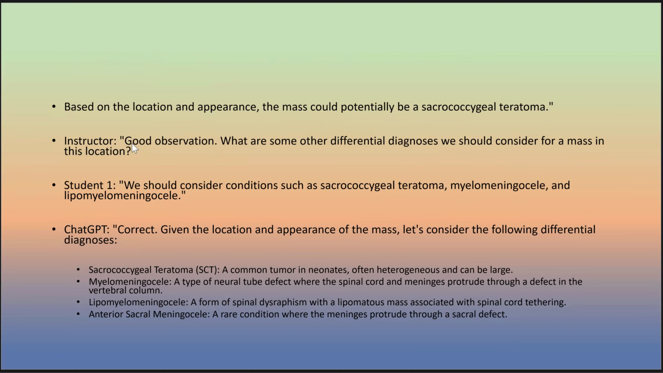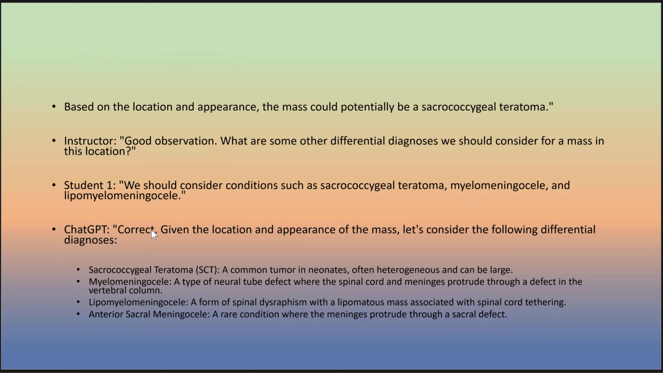Instructor: good observation. What are some other differential diagnoses we should consider for a mass in this location? A student: we should consider conditions such as sacrococcygeal teratoma, myelomeningocele, lipomeningocele.